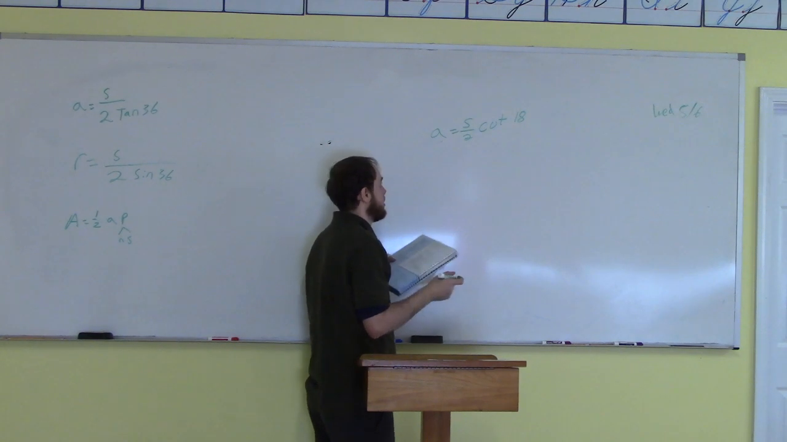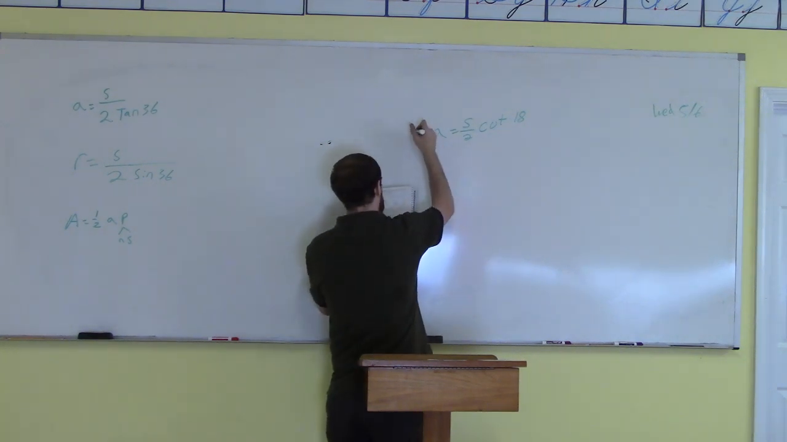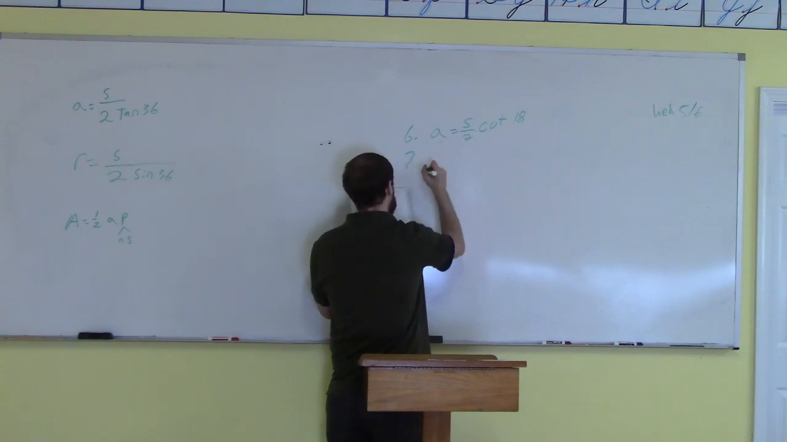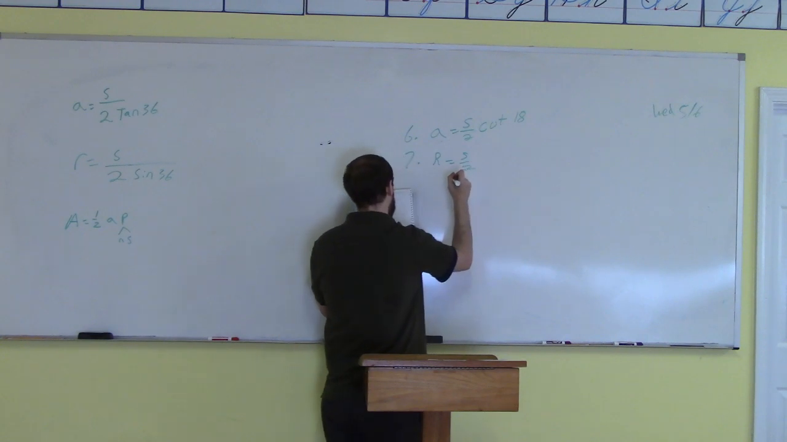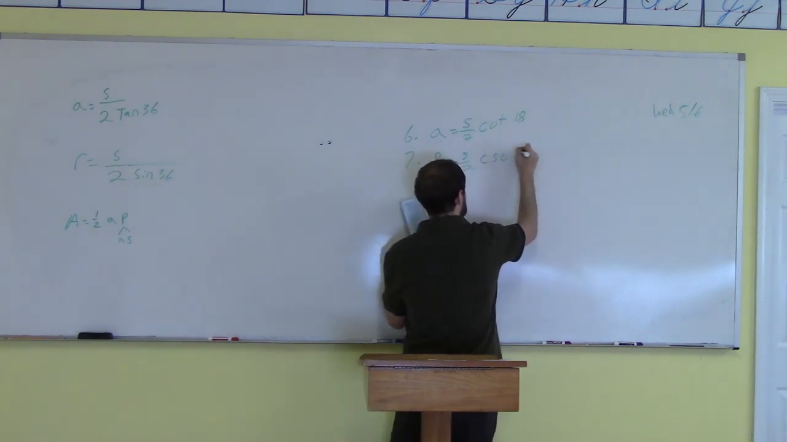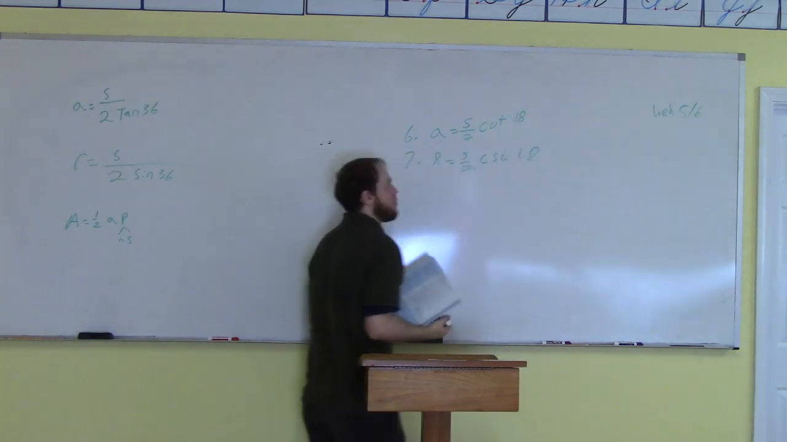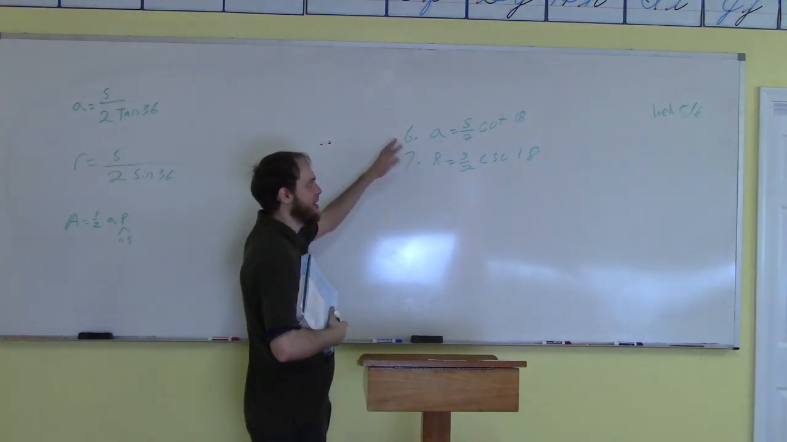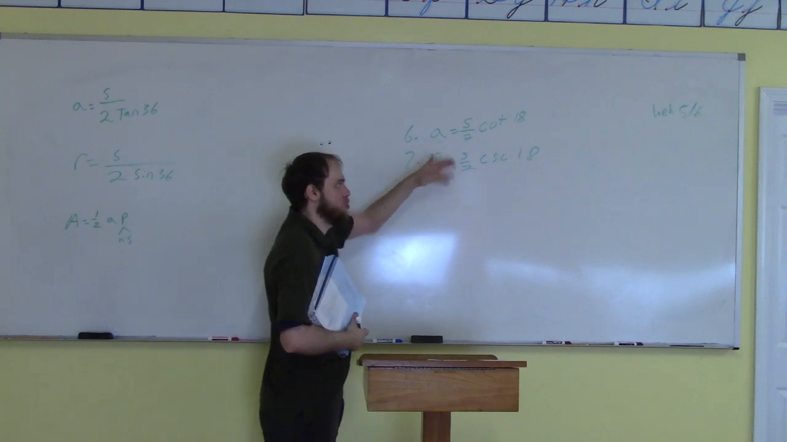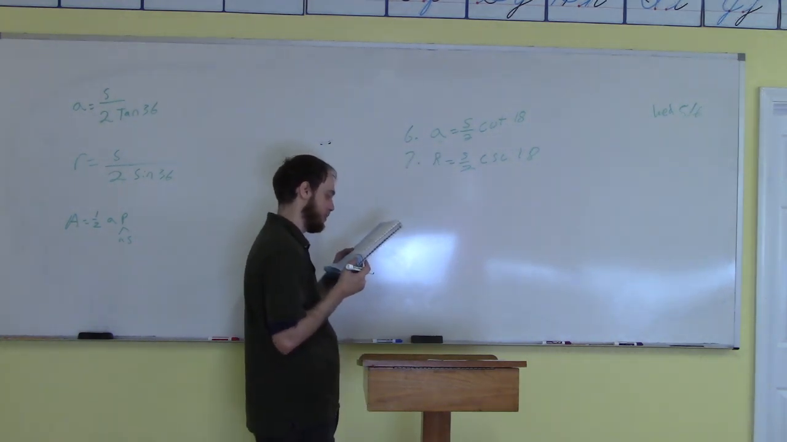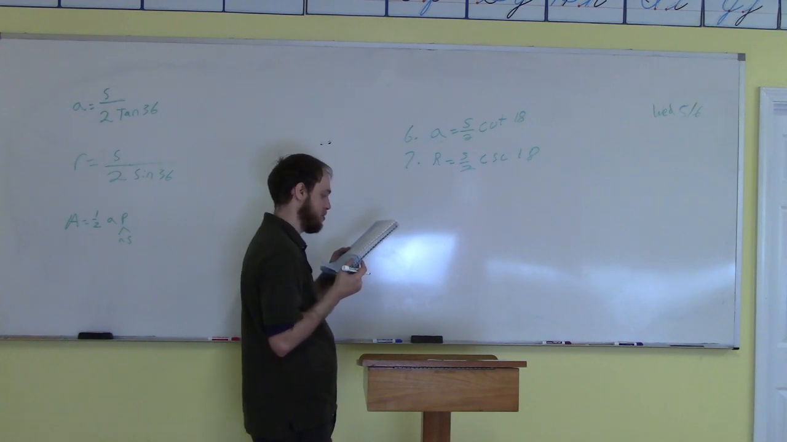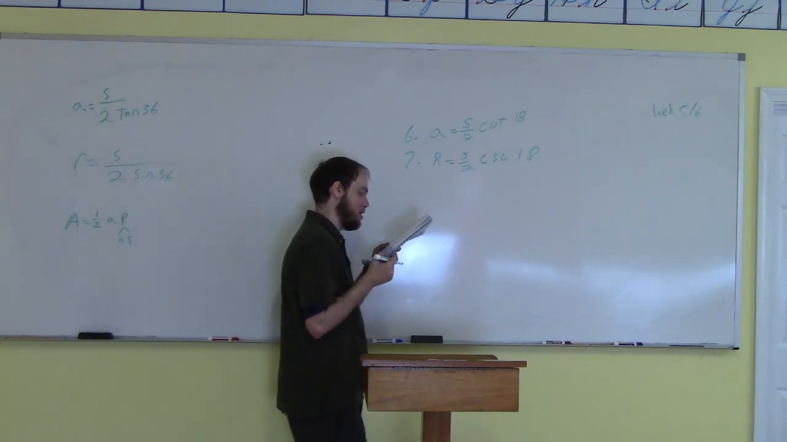So that's 6. 7 is going to be R equals S over 2 times cosecant of 18. Now what you may want to do is go ahead and see if you can do the problem. That's going to be the answer. See if you can actually work it and then check and see if you can get there, because this is what you should wind up with. You're going to use those 2 answers to do 9 and 10. So that's 6 and 7. You'll use those, so you use 8, 9, and 10.